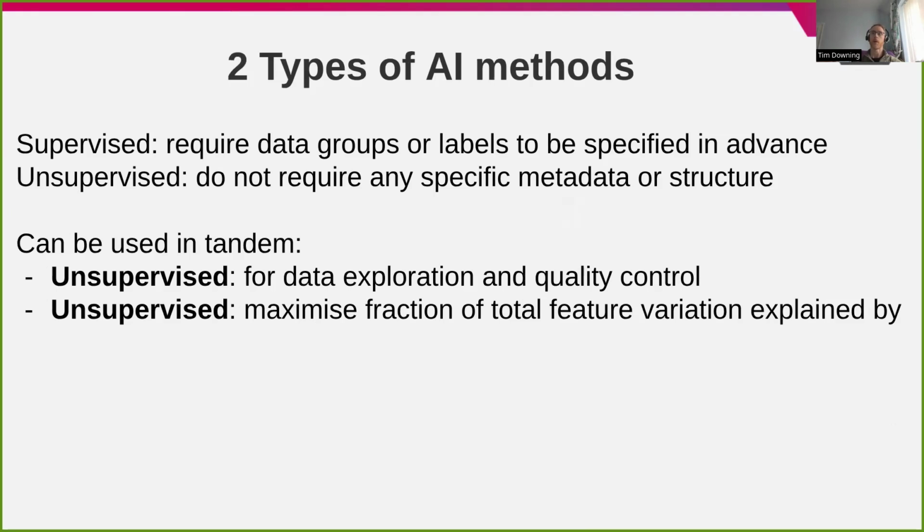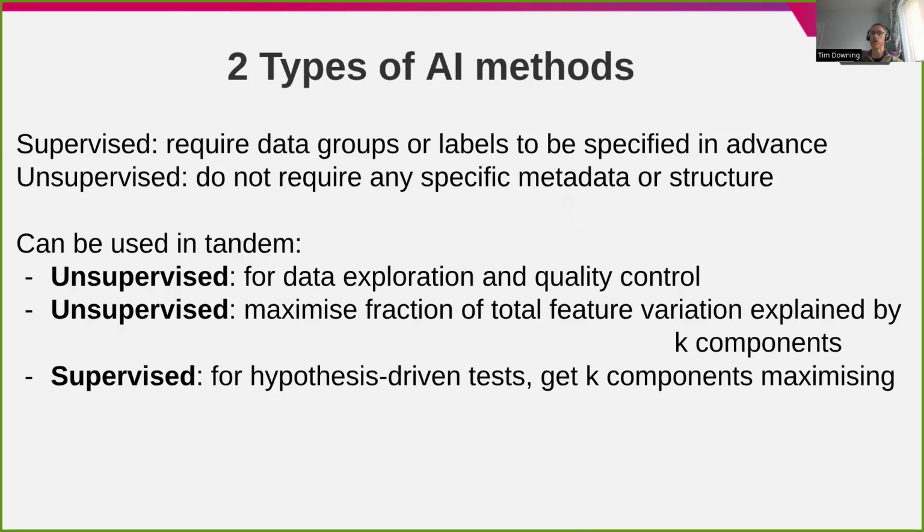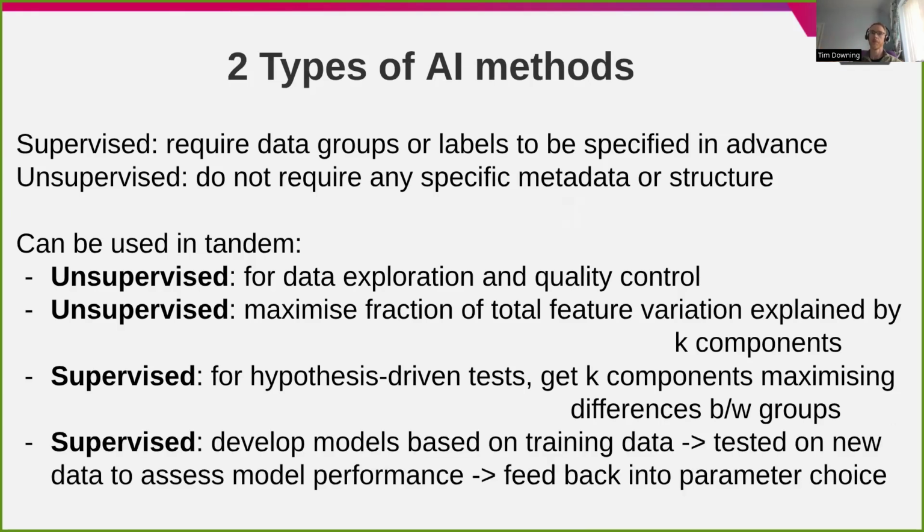What's different about them is that unsupervised learning tries to maximize the fraction of feature variation explained by the components that are selected, whereas supervised learning is trying to identify the K components maximizing the differences between groups. So it's looking for features that differentiate, whereas unsupervised is looking simply for features that explain the total variation that's present.